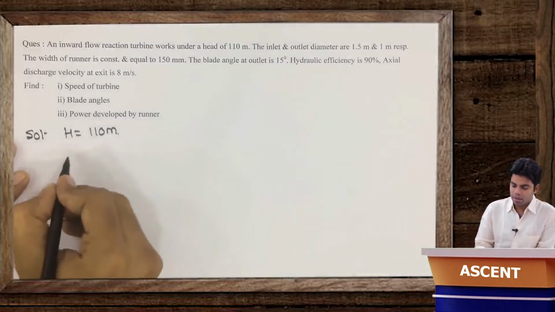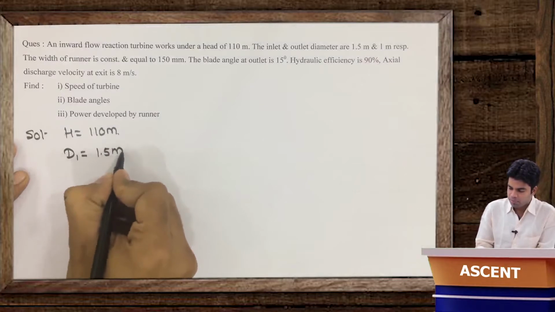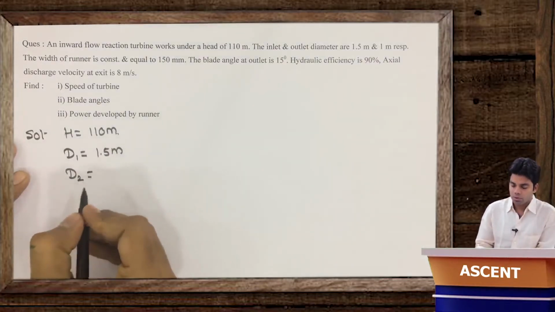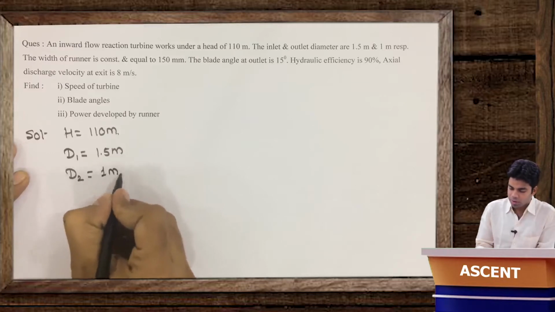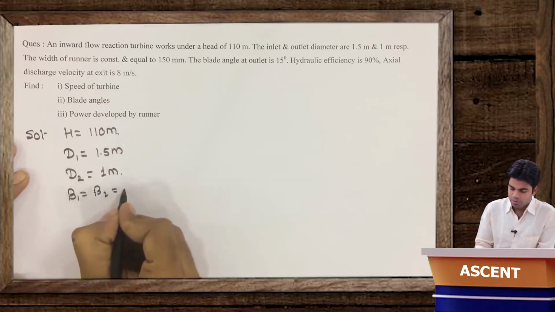Inlet diameter means outer diameter, that means D1 is 1.5 meter, and outlet diameter will be inner diameter because there is an inward flow turbine. D2 will be equal to 1 meter. Width of the runner is constant and is equal to 150 mm.